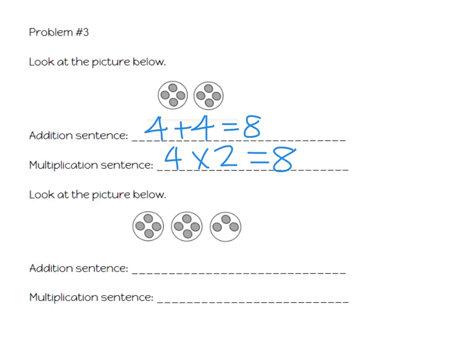Our addition sentence is 4 plus 4 plus 3 equals 11. Now, were you able to write a multiplication sentence for this picture? Look at the picture carefully. Is there an equal amount of discs in each circle? No, there aren't equal discs, so we can't write a multiplication sentence for this one.